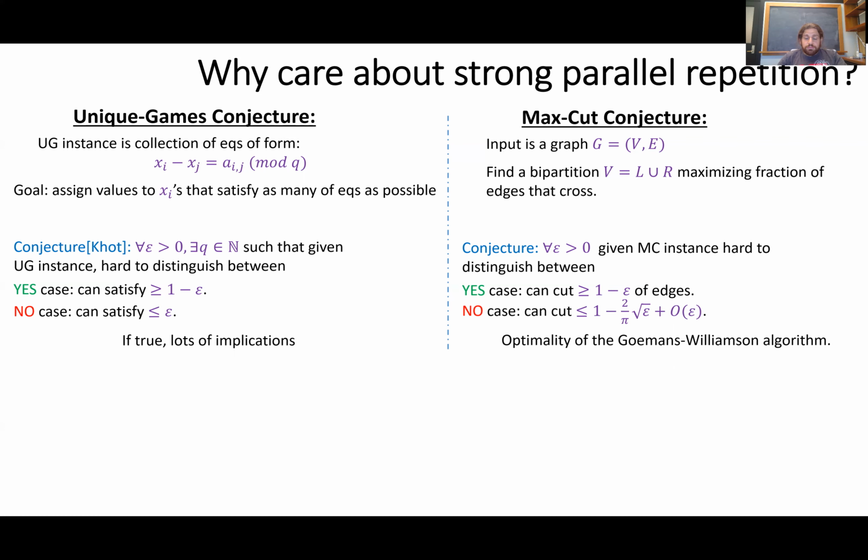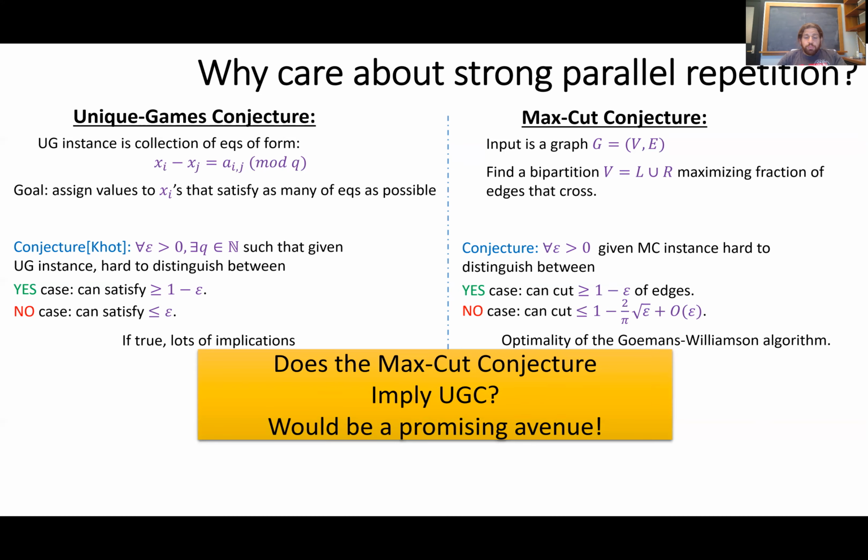So we have these two conjectures, and we ask about relations between them. More precisely, we ask, does the max-cut conjecture imply UGC? If so, that would be a very promising avenue towards unique games, because for max-cut, the gap seems to be fairly modest. So this is a gap between 1 minus epsilon and 1 minus square root of epsilon. So it seems like something that maybe we can prove one day, whereas in unique games, the gap is very large. So it seems sensible that perhaps for max-cut this would be simpler. And the question that you ask is, would it then imply unique games in a black box manner?